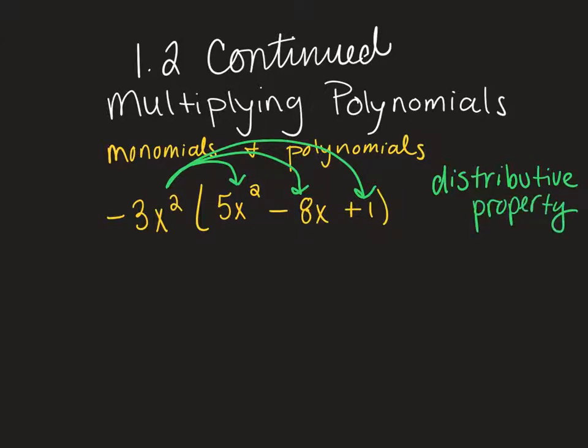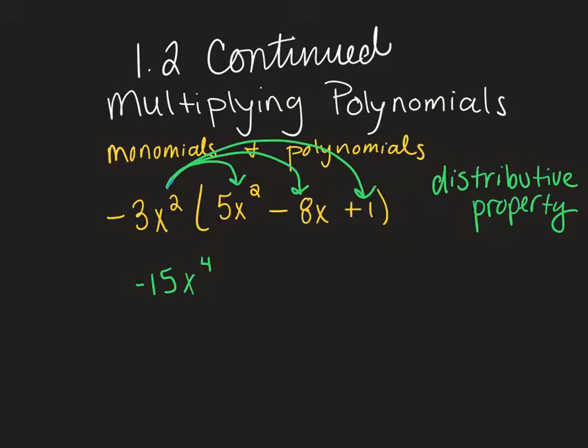All right, so let's do our first arrow. So we have negative 3x squared times 5x squared. So we're going to multiply our coefficients. Negative 3 times 5 is negative 15. And then remember from our exponent rules, x squared times x squared would become x to the fourth, right? Since we're multiplying, our exponents are going to change, and we're going to add them together.